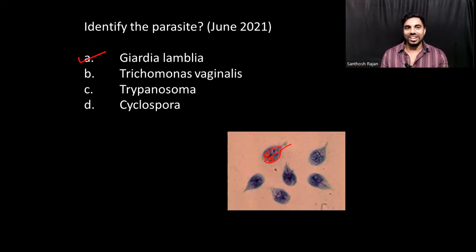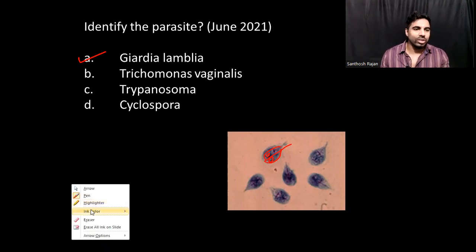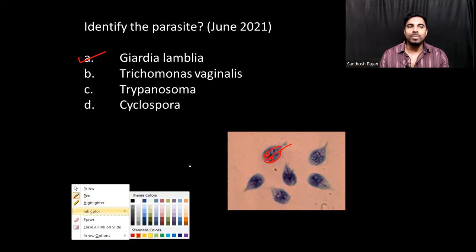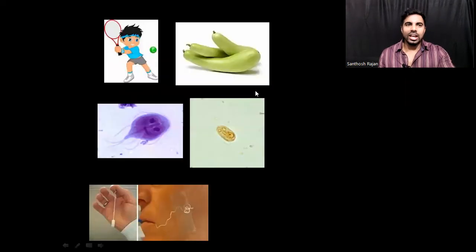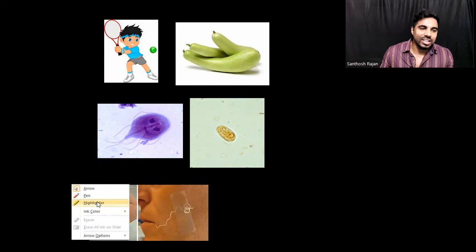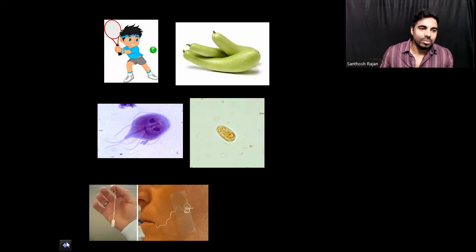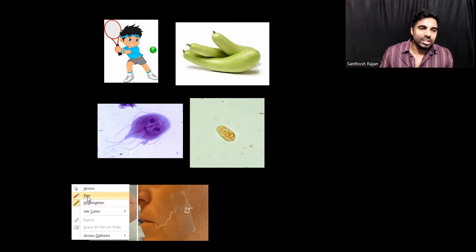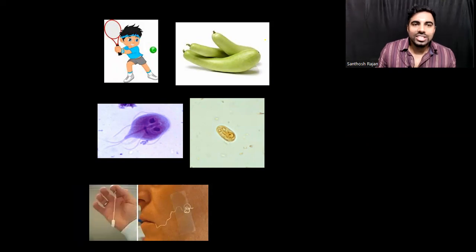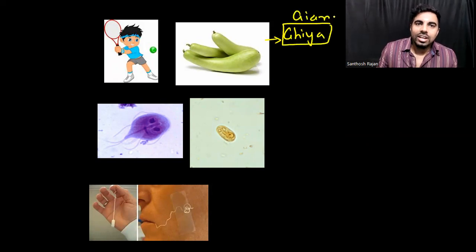So how to remember Giardia lamblia, sir? Giardia is a very important question and you'll frequently get it. So I made a very easy way to remember it. You don't even have to revise it before the exam. Giardia, please remember the Gia. Gia is a vegetable. Make the Gia a vegetable. This Gia vegetable is Giardia lamblia.